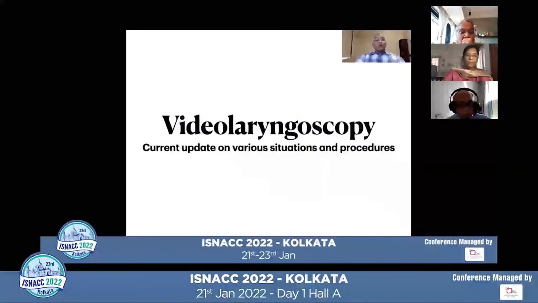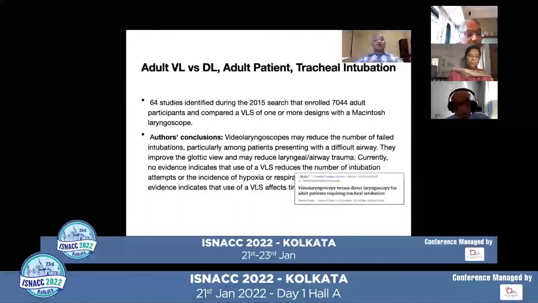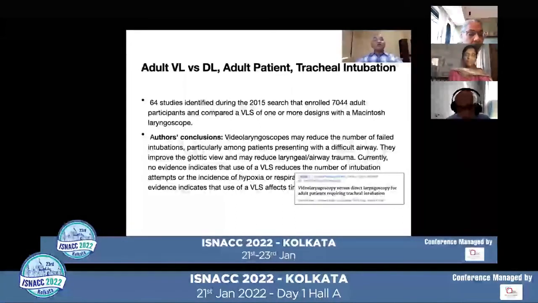Now we'll look at the update on various situations and procedures where video laryngoscopy can be done. First we'll look at the Cochrane review, which was published in 2016. 64 studies identified during this 2015 survey enrolled 7,000 patients. The authors very clearly identified that video laryngoscopy may reduce the number of failed intubations, particularly among patients presenting with a difficult airway. It may improve glottic view and may reduce laryngeal or airway trauma, but it may not reduce the number of intubation attempts or the incidence of hypoxia or respiratory depression.